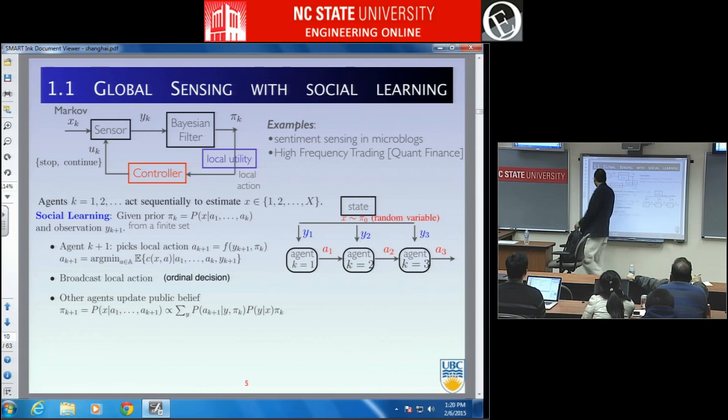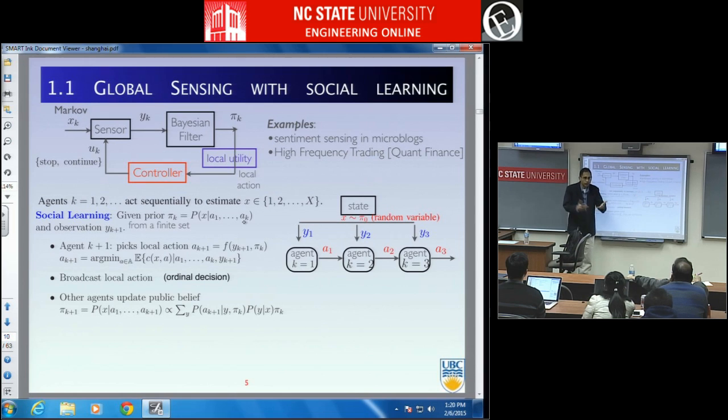So at time k, I have the prior of what my state, which I'm trying to estimate, x, is, given the decisions of the previous agents a1 to ak. So I know the previous decisions of agents. Okay? So one guy might have said good, one guy might have said bad. I have all the decisions of k previous agents. And this is my prior. I call it pi of k. Okay. Now I am agent k plus 1.